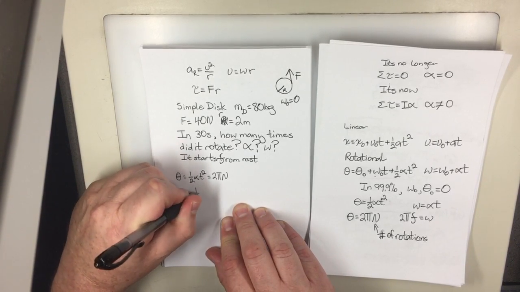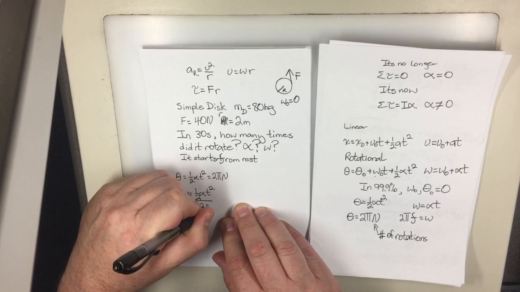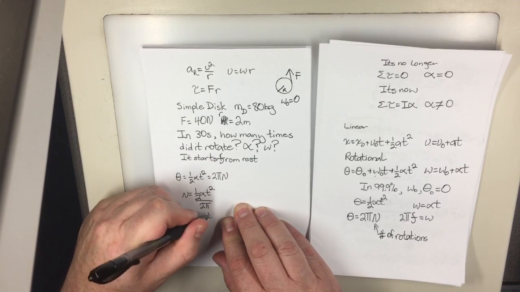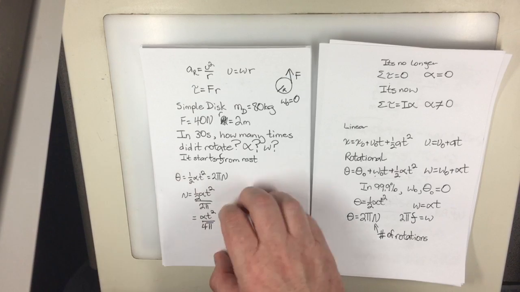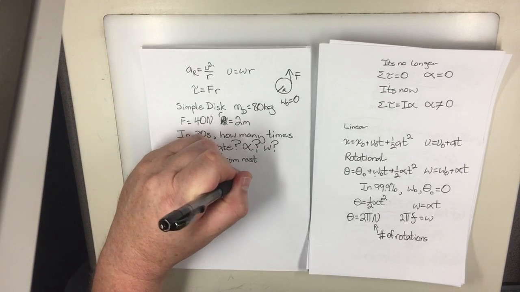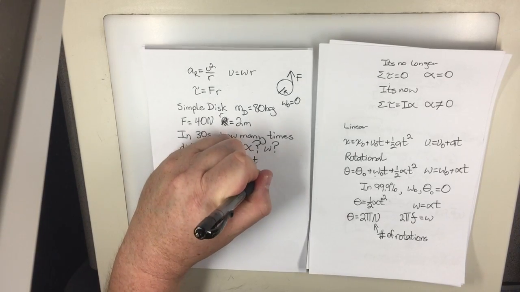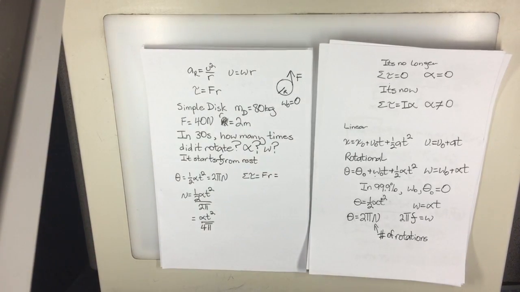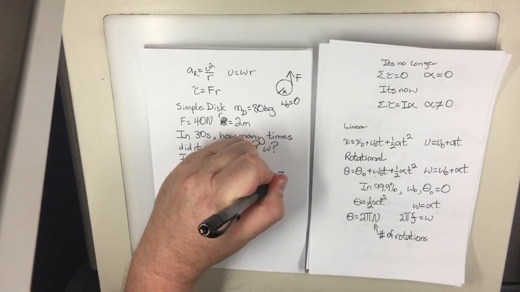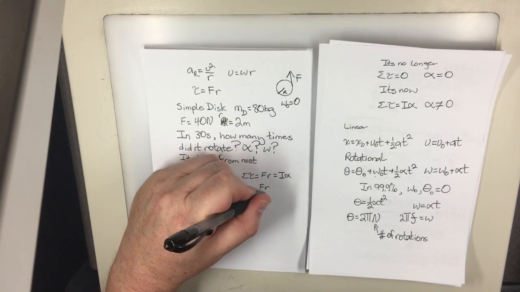I know time, I know I'm looking for n. So n is equal to 1/2 alpha t squared over 2 pi, or alpha t squared over 4 pi. So I get that. But I don't know what my alpha is. However, I know that a force is acting on the object causing an angular acceleration. So the sum of the torques, there's only one force, so one torque, force times R. That force times R is equal to I alpha. So alpha is FR over I.